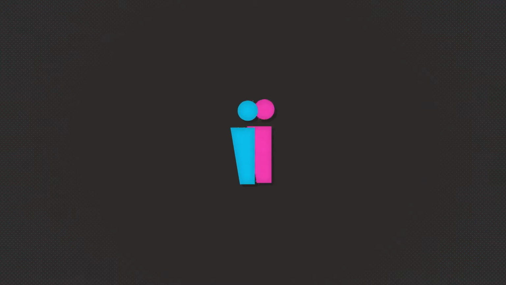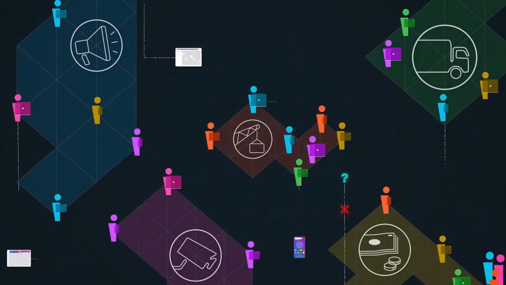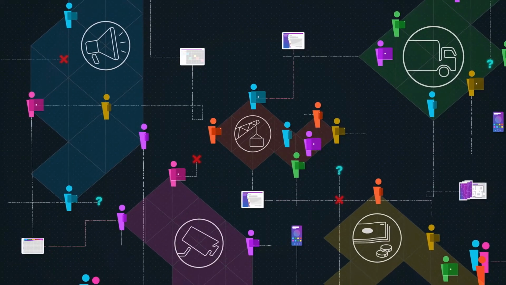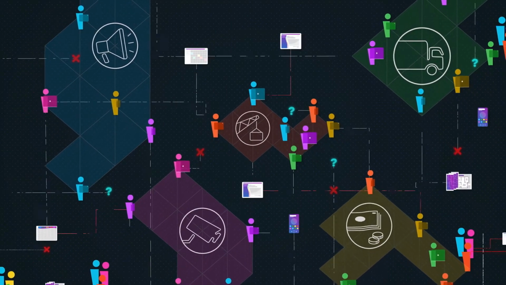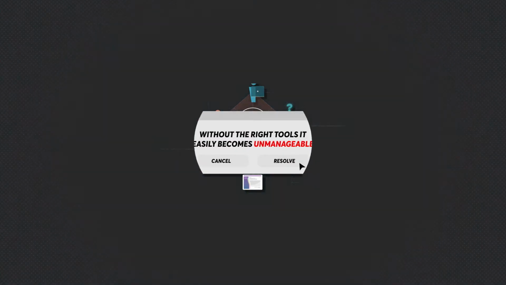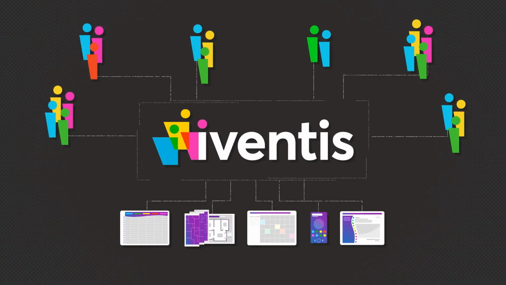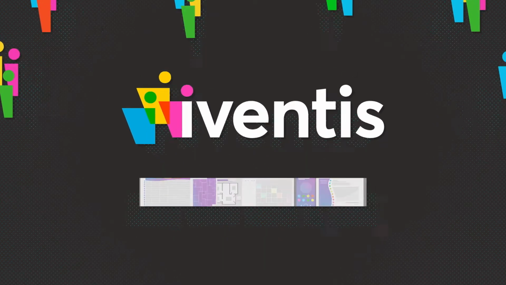Collaboration is key when planning and managing complex operations and developments. But if the teams and technology are not working together effectively, problems occur and opportunities can be missed. Iventis is the solution transforming the way large, multidisciplinary teams communicate and work.